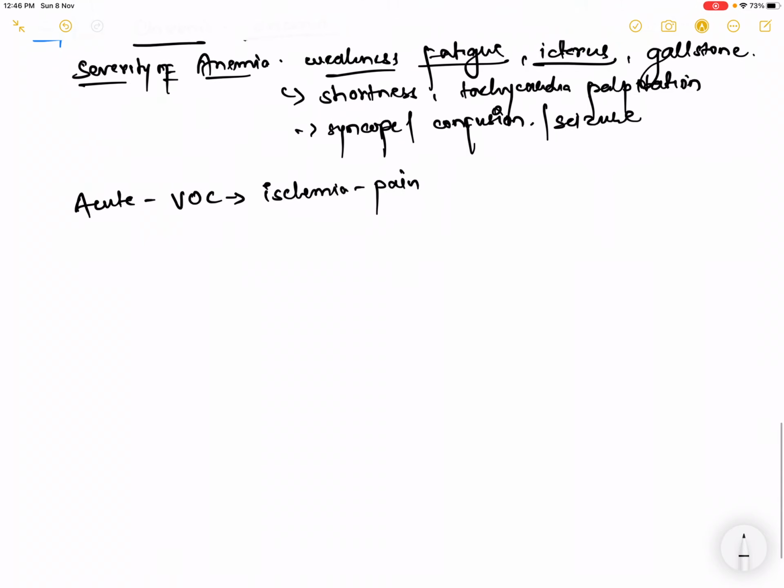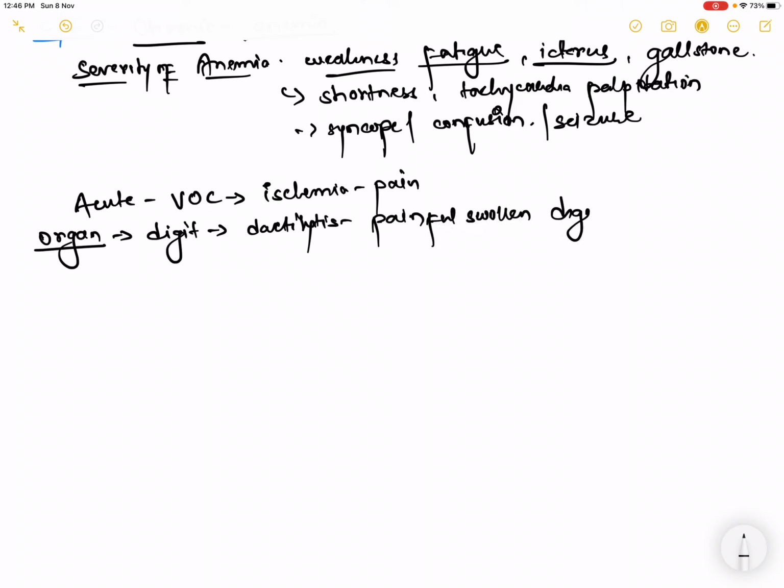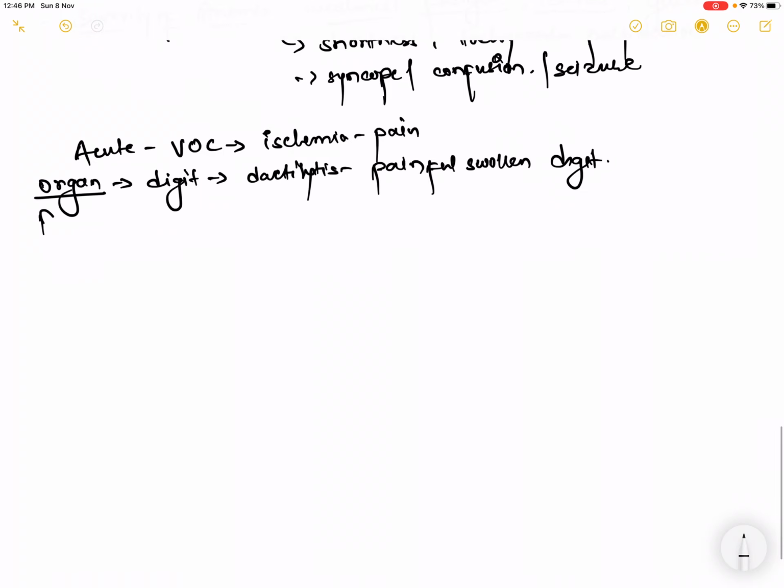Depending on the organ where the ischemia happens, where the occlusion happens, the symptoms may be the following. If the occlusion is happening in the digits, it can cause dactylitis, that is painful swollen digits. Another thing, if it is happening in the penis, then it can cause priapism, that is a painful swollen erection of the penis.